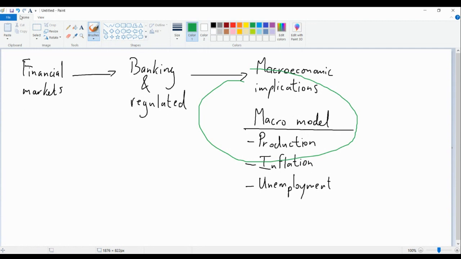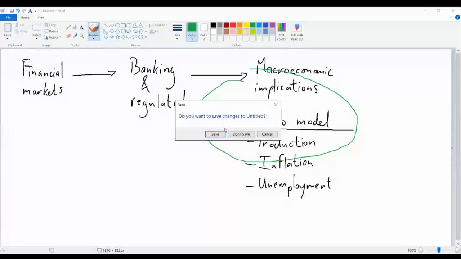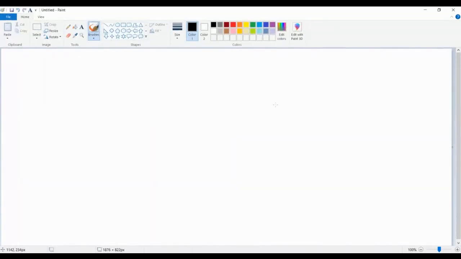So again, this should be a refresher for everyone, but some of you have done macro more recently, some have done it a while ago. And so I thought a quick refresher would be a good idea. So let's start with our first problem, which is to define the measure of economic activity defined in terms of production.